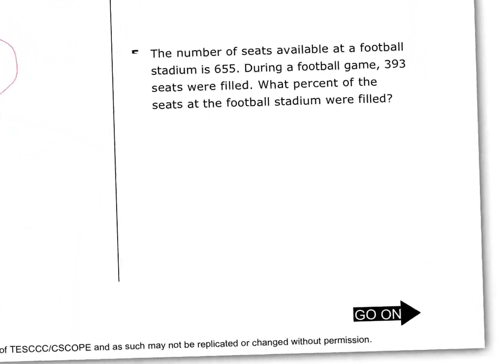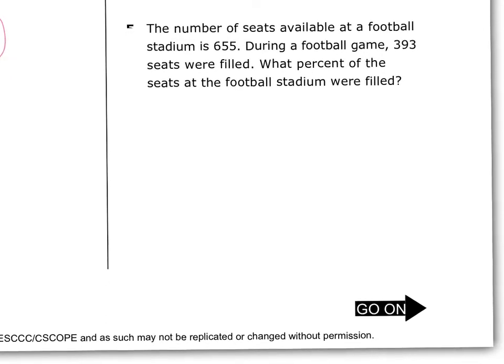The next one. This is probably the most commonly missed question on this test. The number of seats available at a football stadium is 655. During a football game, 393 seats were filled. What percent of the seats at the football stadium were filled? I can't make a percent out of this, but what can I make? What do you know how to make? Decimal. You can't make a decimal straight from this. You can make a fraction.